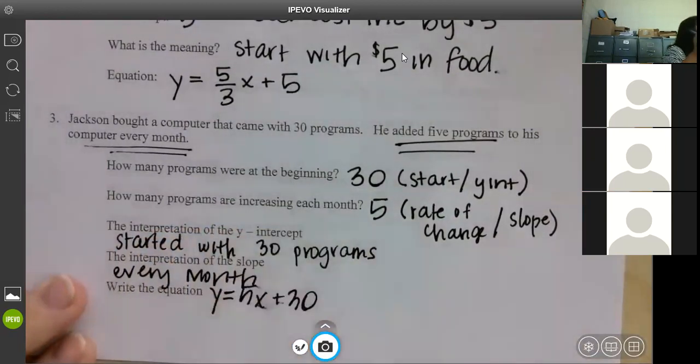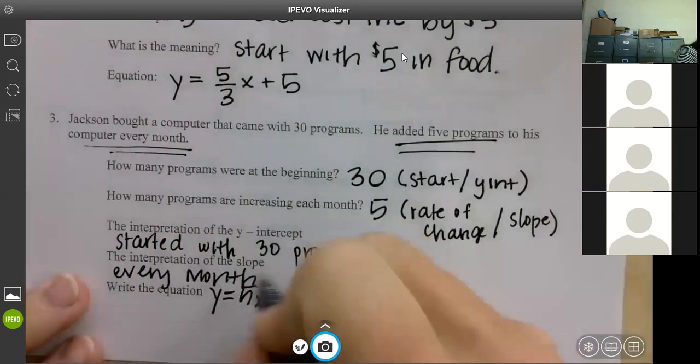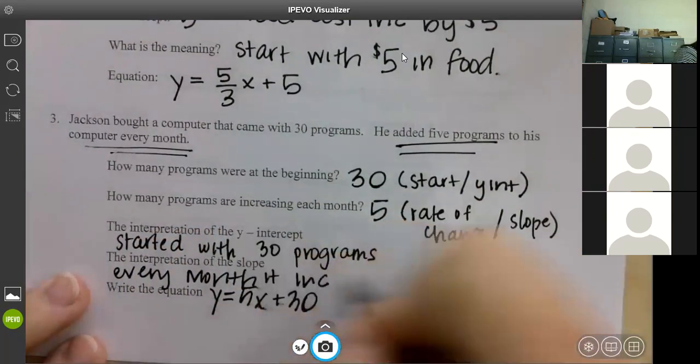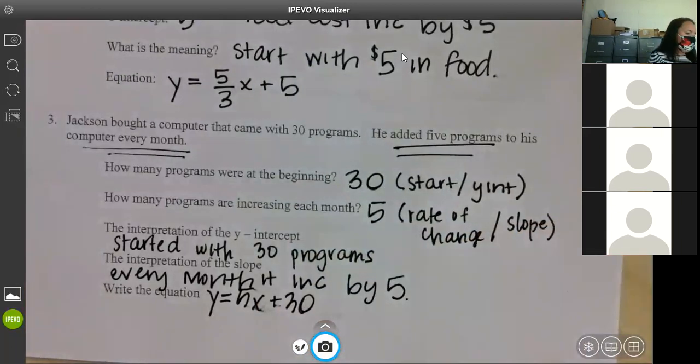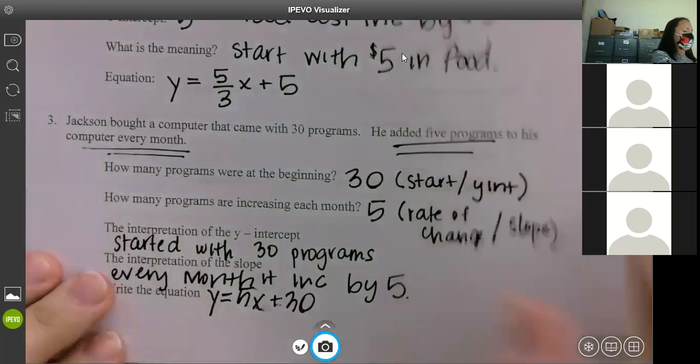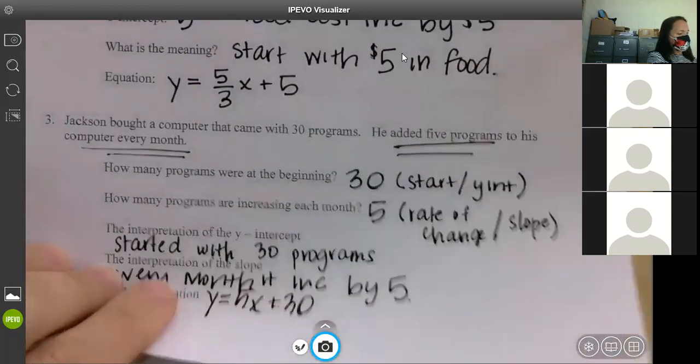You can put the number of programs, or you can just put it increases by 5. And I'm okay with you putting I and C, that's fine. That's literally it, yeah. That's what it wants you to do. So the only thing is, you already know the slope and the y-intercept, it just wants you to put it in words. Again, I don't like number 1, so we're gonna move on.